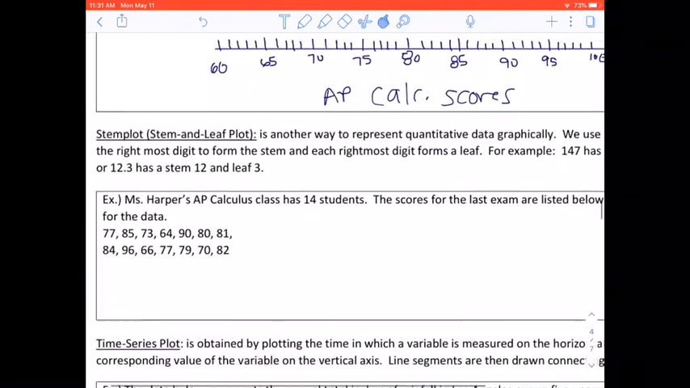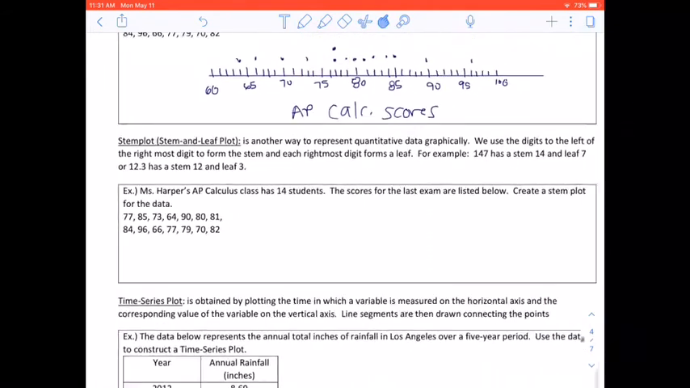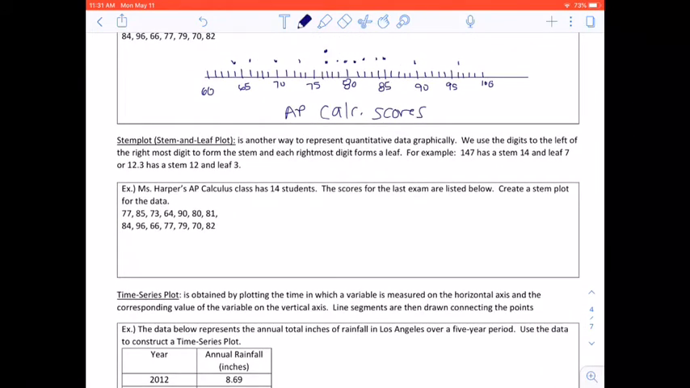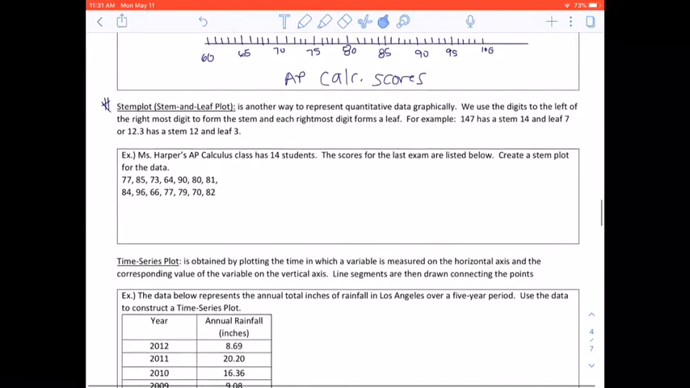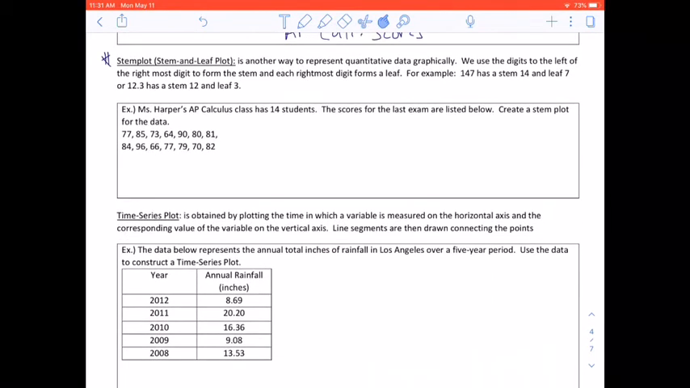Next thing we have is a stem plot or a stem leaf plot. It's another way to represent our data graphically. So it's the same data that we have from above in the previous example, and what we're going to do is we're going to use the digits to the left of the rightmost digit to form the stem, and each rightmost digit to form a leaf. For example, 147 has a stem of 14 and a leaf of 7, or 12.3 has a stem of 12 and a leaf of 3.